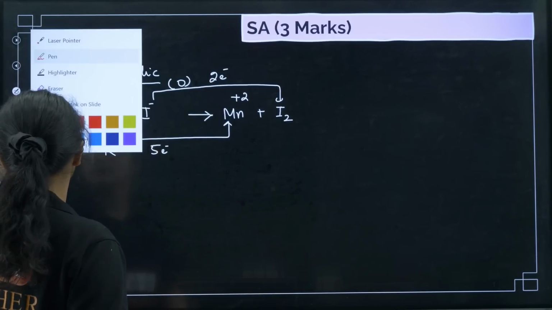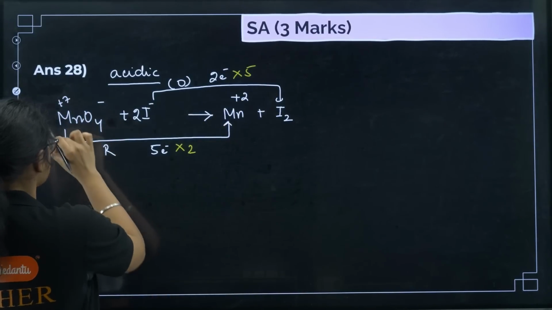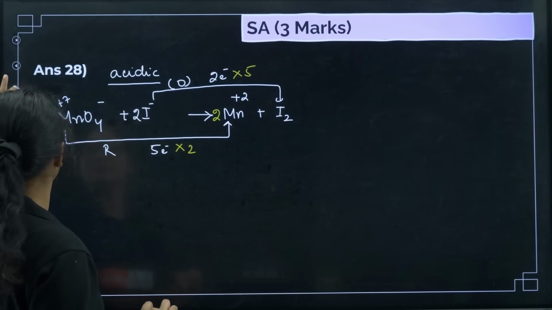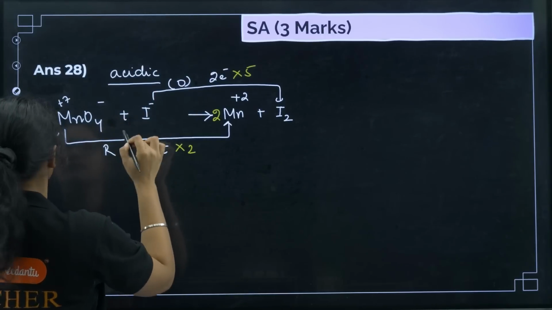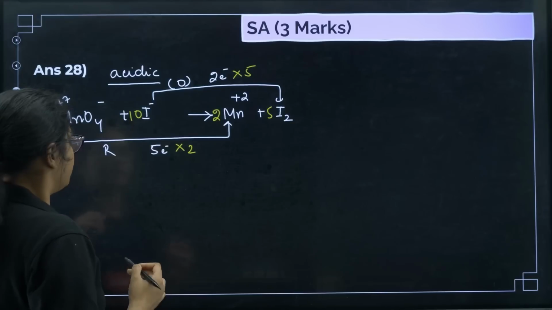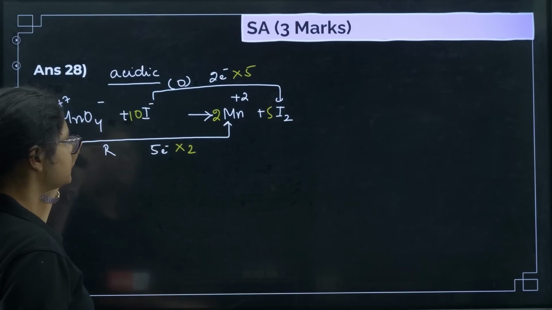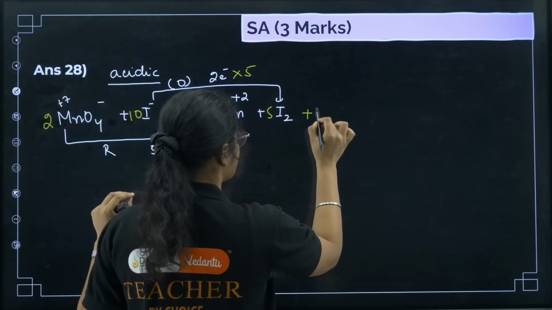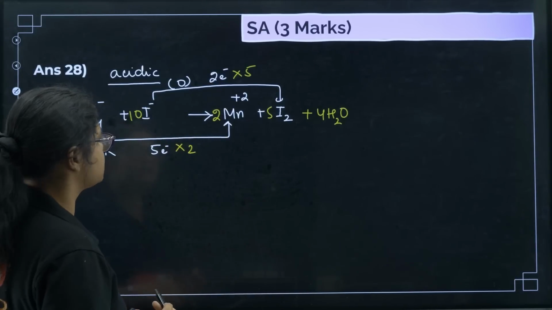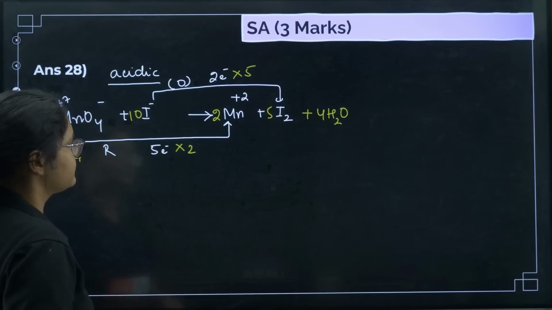Now to balance the number of electrons, I'll multiply this equation with 2 and this equation with 5. So I'll get 2MnO4 minus and 2Mn2+. This equation I have to multiply with 5. So you see, 5 into 2, this will become 10, right? And here I have to multiply 5, this will become 5I2. Next, we'll go for balancing of oxygen. So here you see there is 4 oxygen, right? To balance that, I will add 4 water. That gives me 8H plus, so this side I have to add 8H plus.